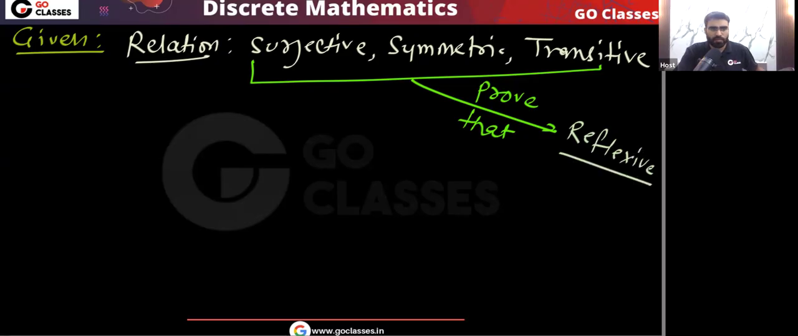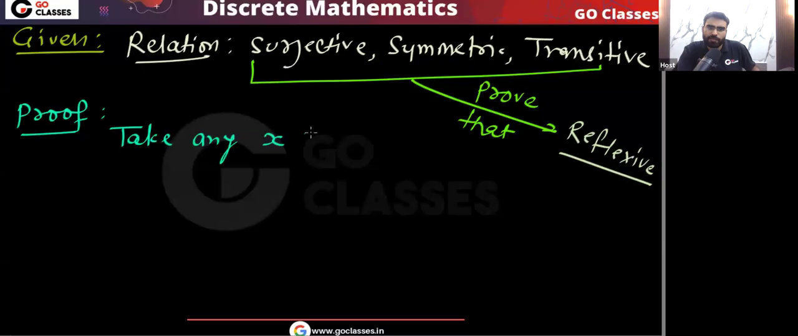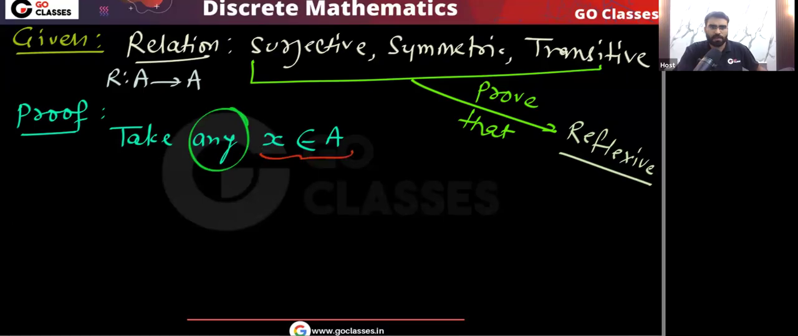Now, for reflexive, every element should be related to itself. Yes or no? So the proof is like this. Take any x belonging to the base set. Is this clear? You have a relation R from set A to set A. So take any element from the base set. Now tell me, by surjective, what does it mean? Because of the surjective property, what will happen?